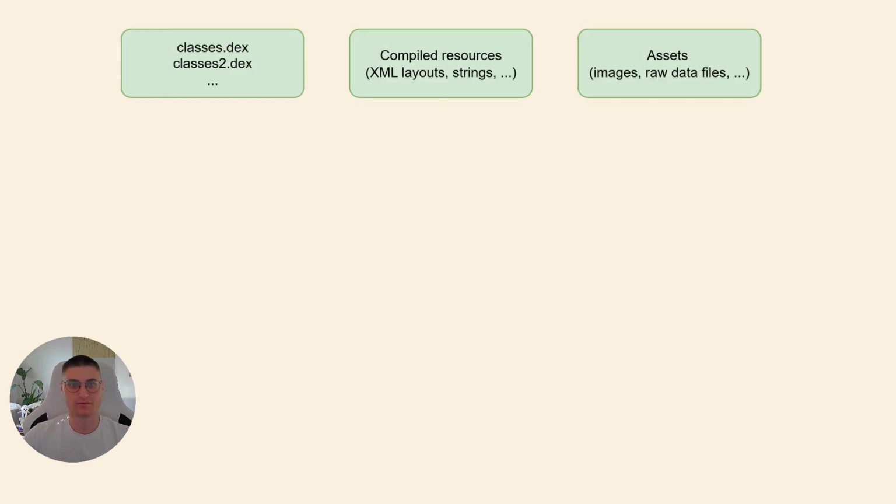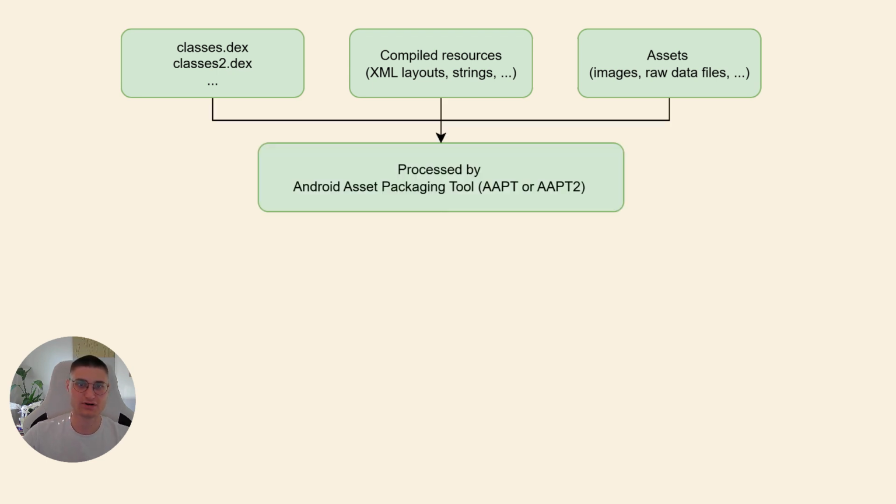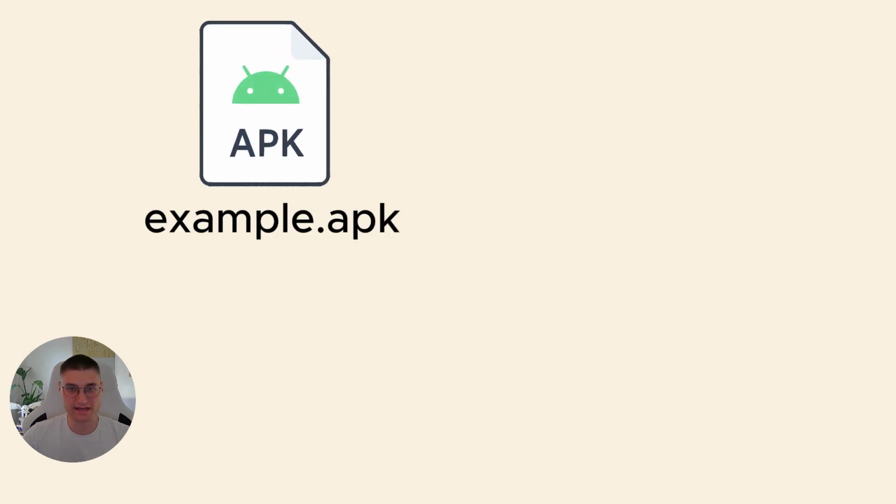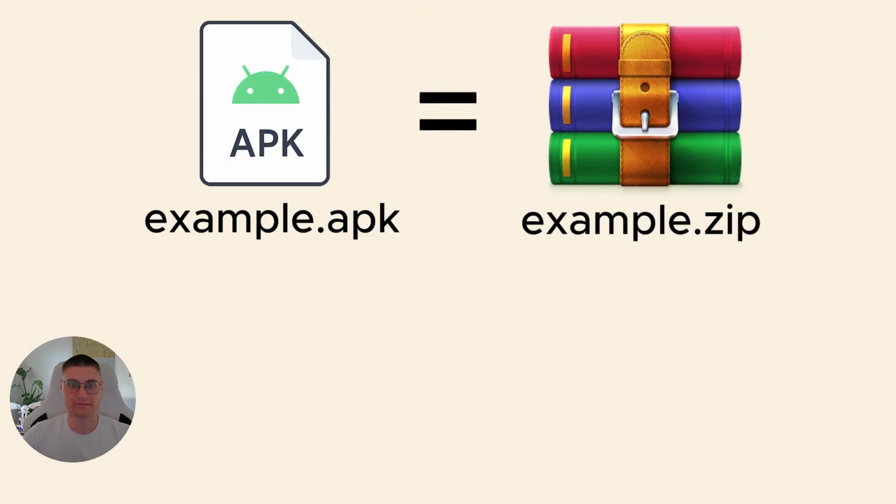DEX files, compiled resources like XML layouts, strings and so on, and assets like images or raw files are bundled together using Android Asset Packaging Tool, AAPT or AAPT2. This process produces an APK, Android Package, or AAB, Android App Bundle, depending on the project's configuration. An APK is essentially a zip archive optimized for Android.